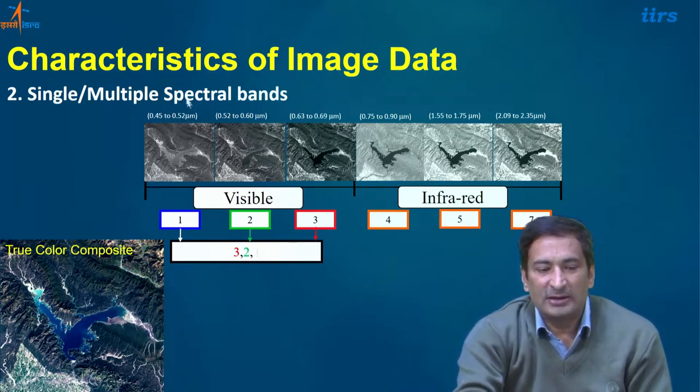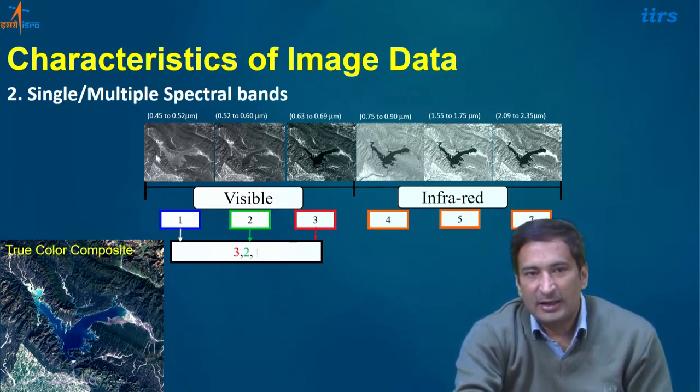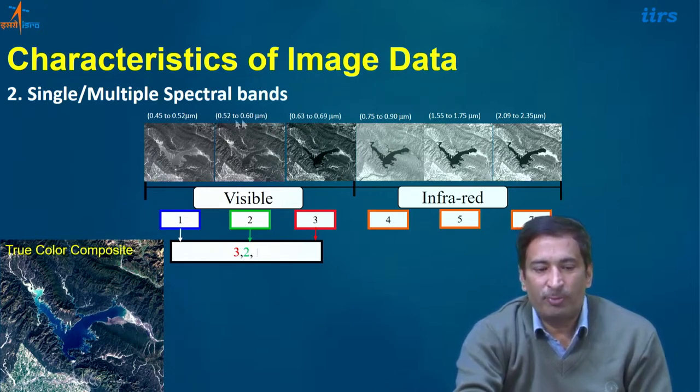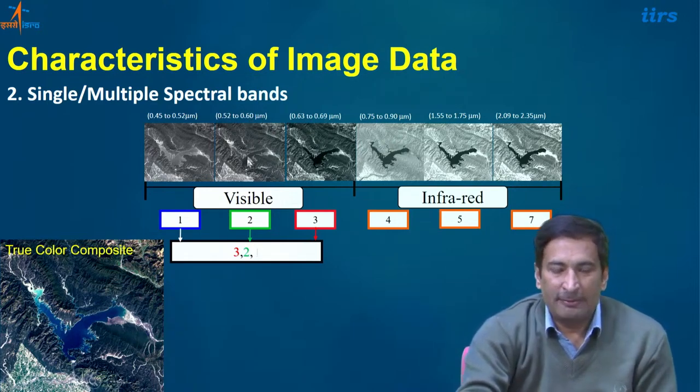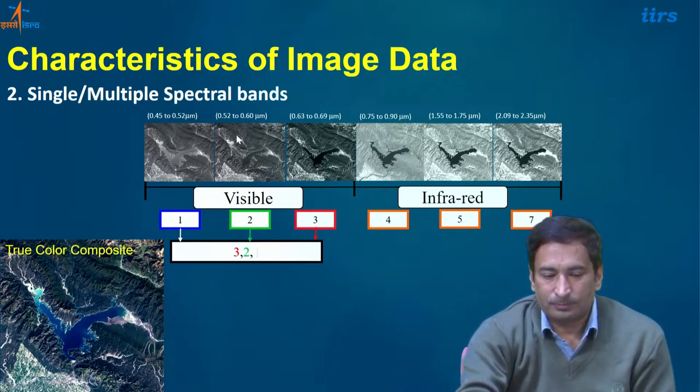If the reflectance is in this range from that object, it is represented in this form. If the reflectance of the objects is in the range from 0.5 to 0.6, that is another band, band number 2.